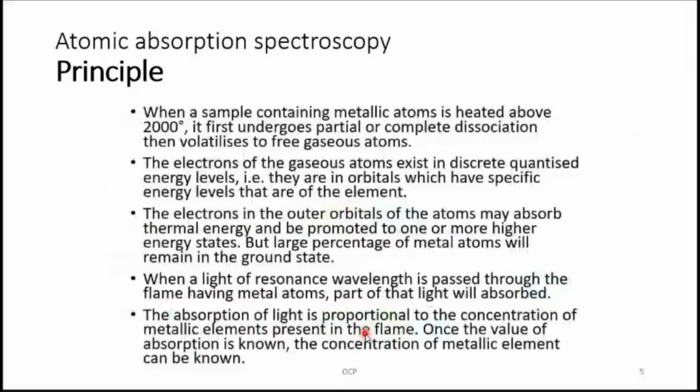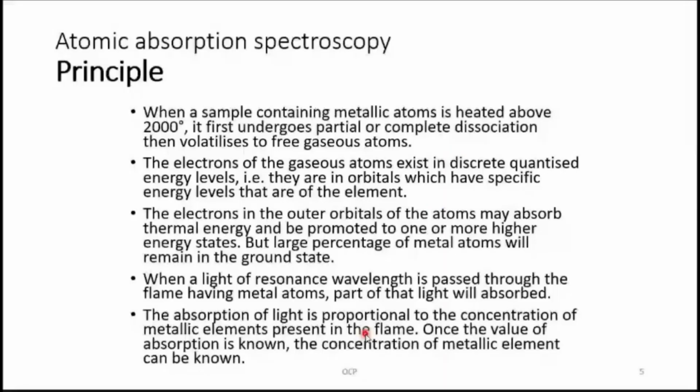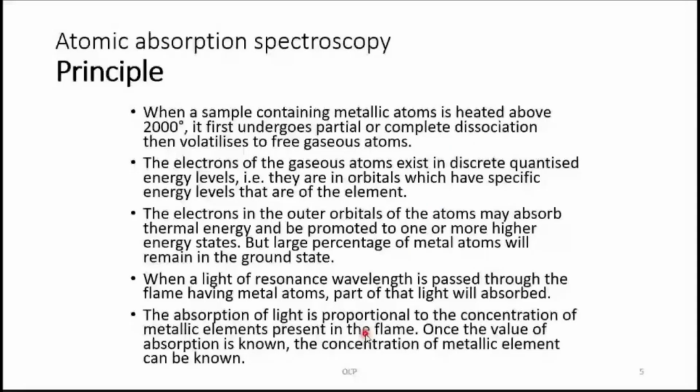When a sample containing metallic atoms is heated to about 2000 degrees Celsius, it first undergoes partial or complete dissociation, then volatilizes to free gaseous atoms. So basically what we are doing is converting the metallic atoms into gaseous atoms.